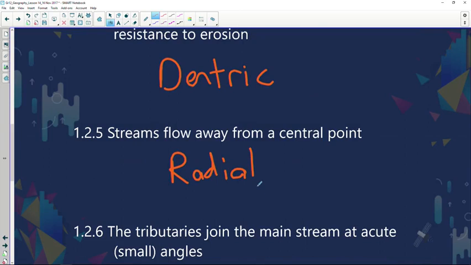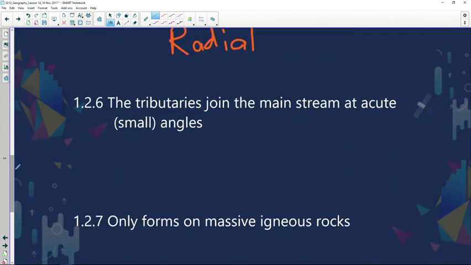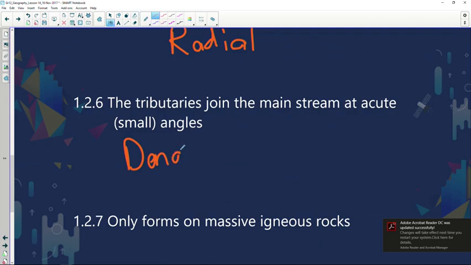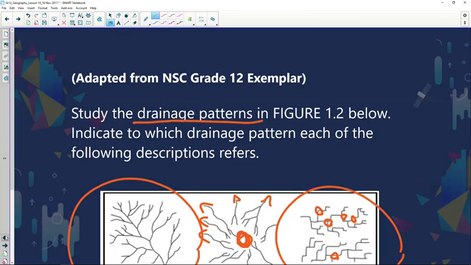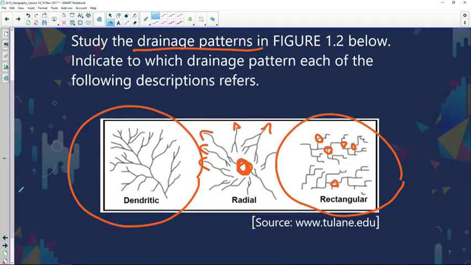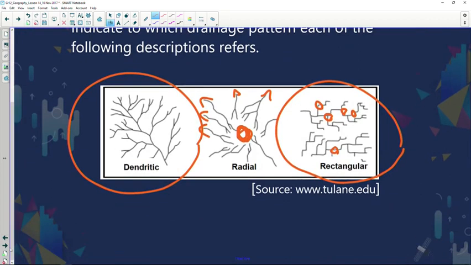And then 1.2.6. The tributaries join the mainstream at acute small angles. As you can see, that resembles the branches of a tree. That will be your dendritic pattern. Only forms on massive igneous rock. And if you look at this area over here, the radial pattern, it flows from a central point. And usually the underlying rock is igneous rock.